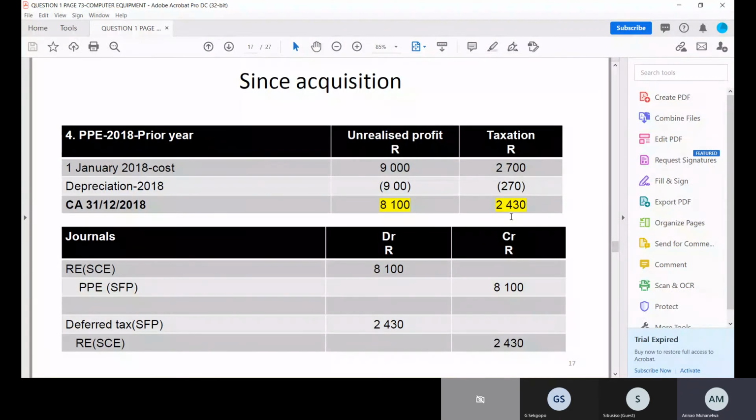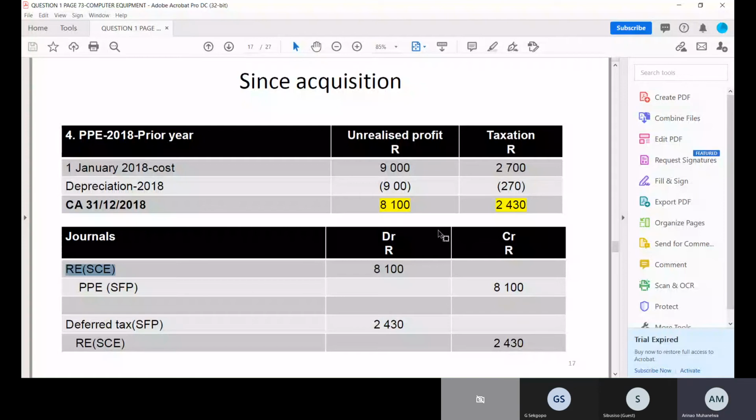So in order to reverse that transaction, again, because the depreciation portion goes to equity, you're going to reduce your equity by the carrying amount of 8.1, and you're going to debit your PPE by 8.1. And you do the same when it comes to the tax, you use 2,430. So what does that mean? If you go to since acquisition under retained earnings, your retained earnings is going to decrease by 8,100 and it's going to increase by 2,430.